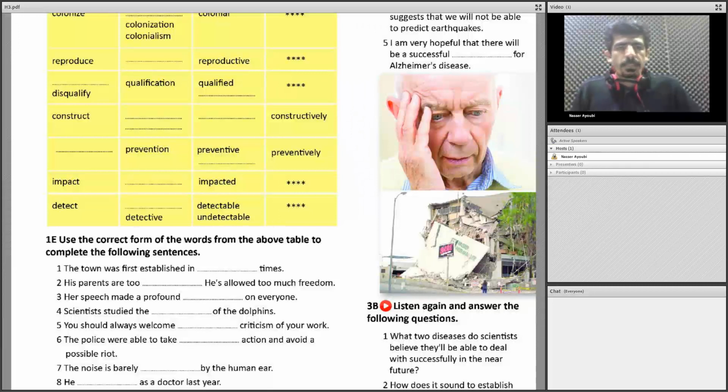And last but not least, detect. Detect is the verb. Detect means notice, discover.